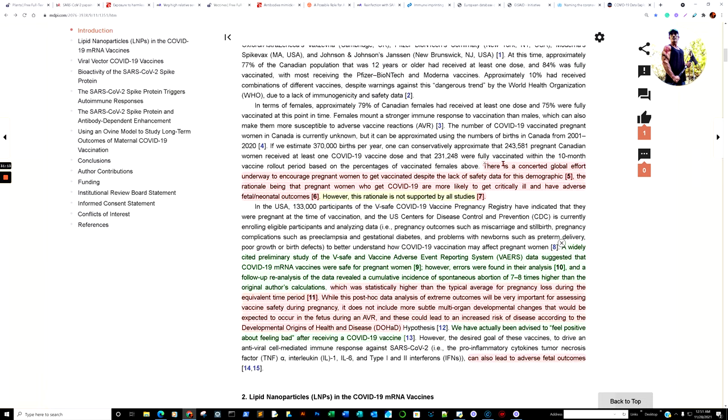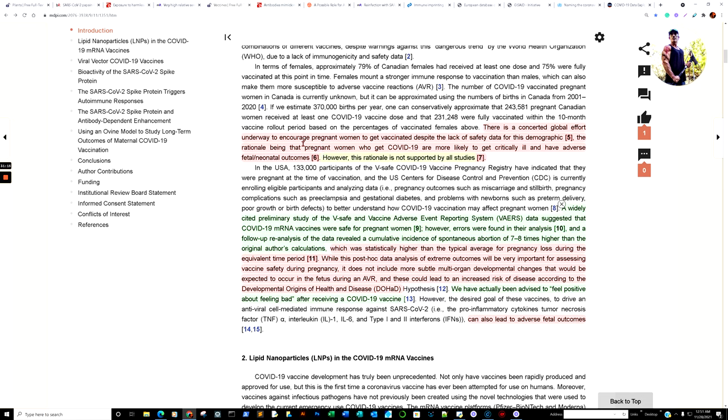There is a concerted global effort underway to encourage pregnant women to get vaccinated despite the lack of safety data for this demographic. The rationale being that pregnant women who get COVID-19 are more likely to get critically ill and have adverse fetal and neonatal outcomes.